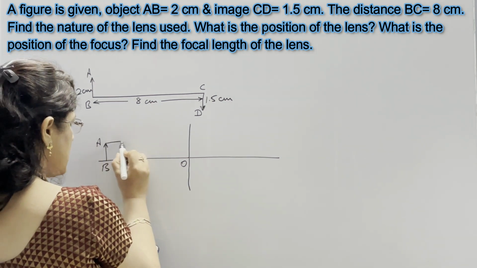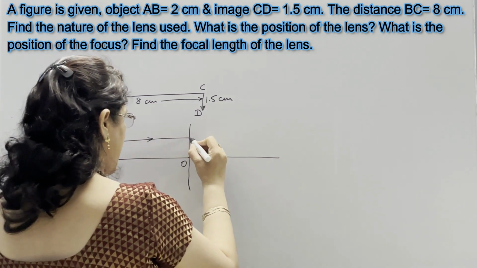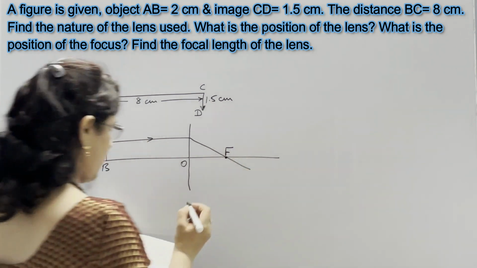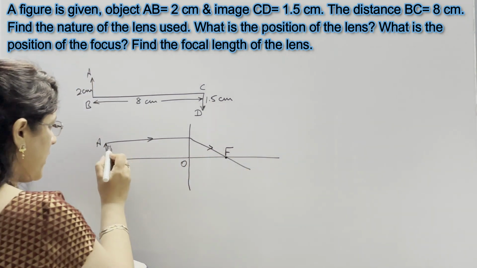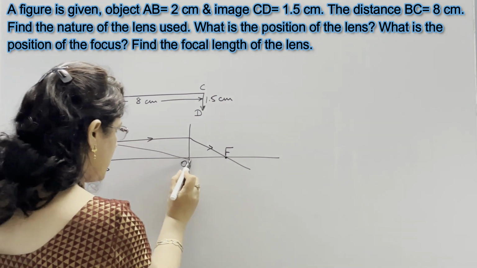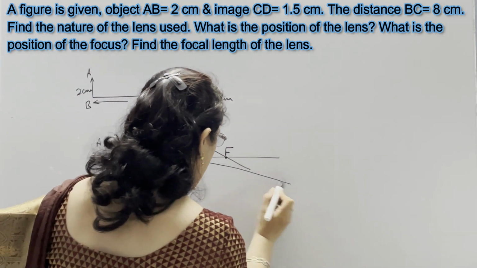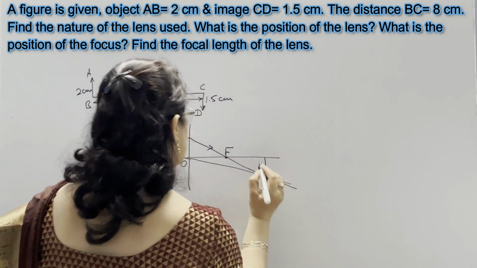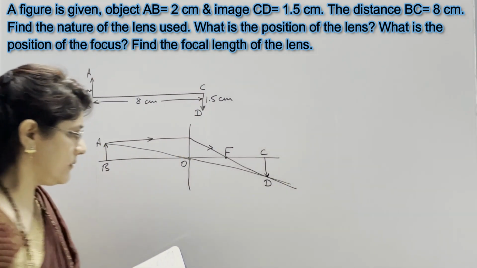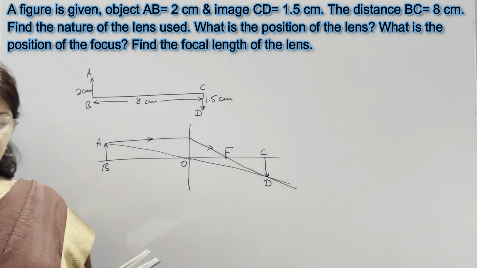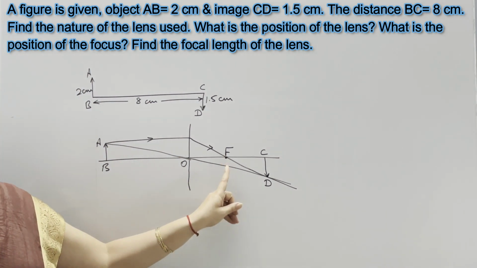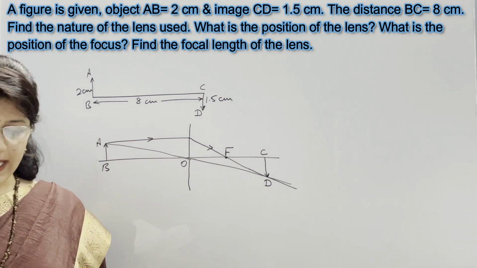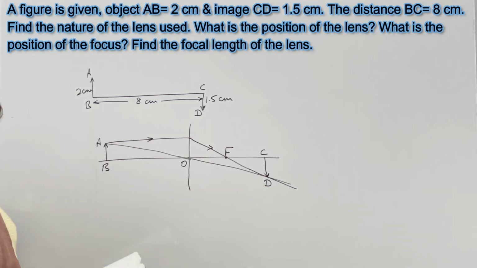We know that a ray which is parallel to the principal axis will pass through the focus. So the ray is passing through the focus. So this is the focus point. And the second ray which is passing through the optical center will go undeviated and will meet this ray, and here we are getting the inverted image CD of the object. So in the third part, the position of the focus is at point F. In the fourth part, find the focal length of the lens. For this we need to do calculation.